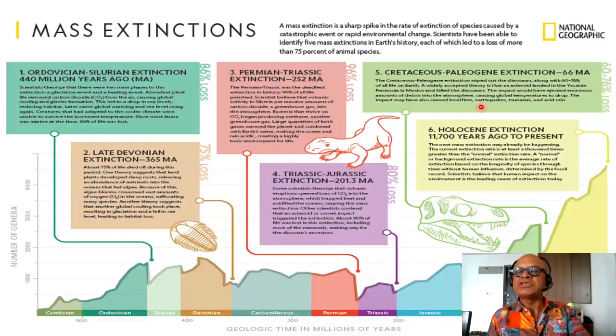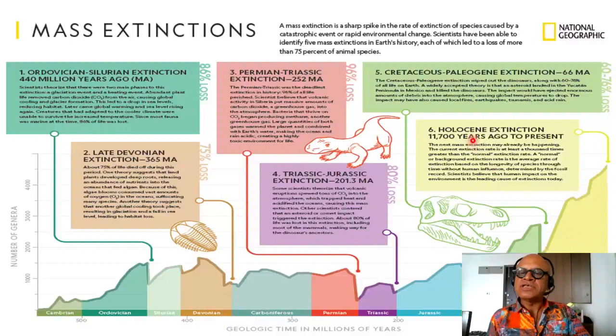The Cretaceous-Paleogene extinction wiped out the dinosaurs along with 60 to 76% of all life on Earth, which is what the number is here. A widely accepted theory is that an asteroid landed in the Yucatan Peninsula in Mexico and killed the dinosaurs. The impact would have ejected an enormous amount of debris into the atmosphere, causing global temperature to drop. The impact may have also caused local fires, earthquakes, tsunamis, and acid rain. Okay, so this already gets into the Cenozoic and what we are doing.